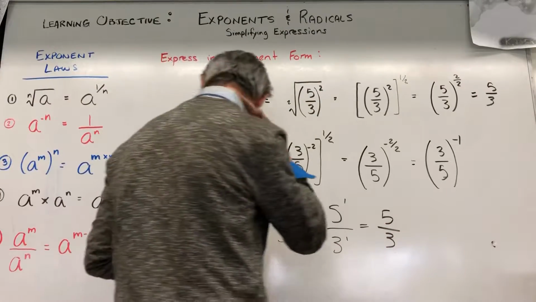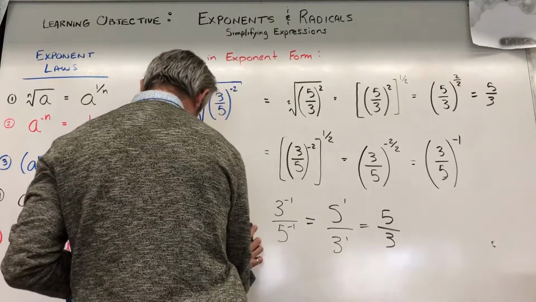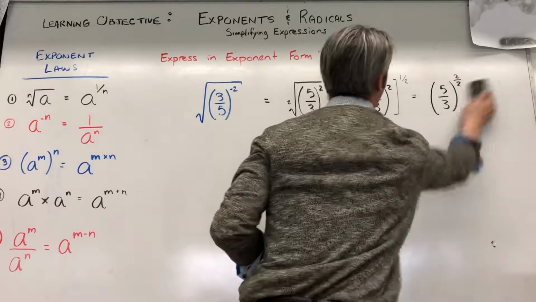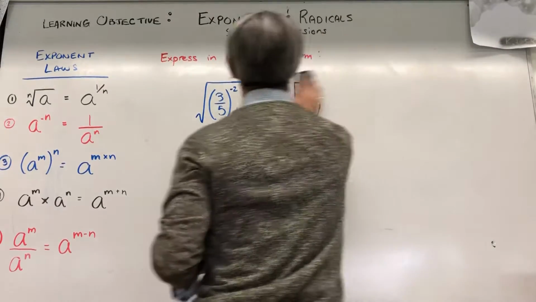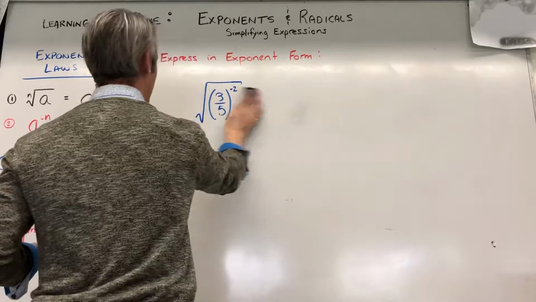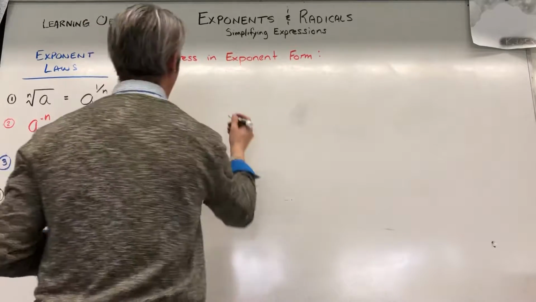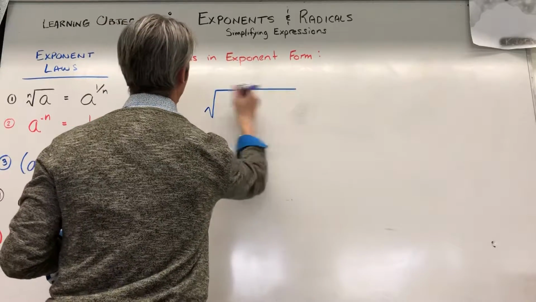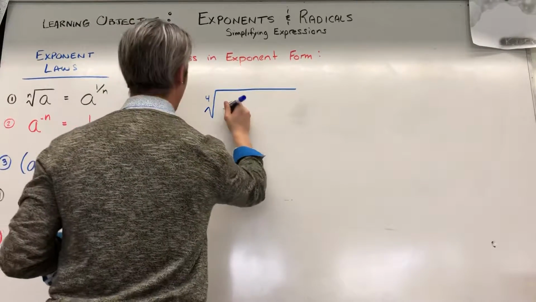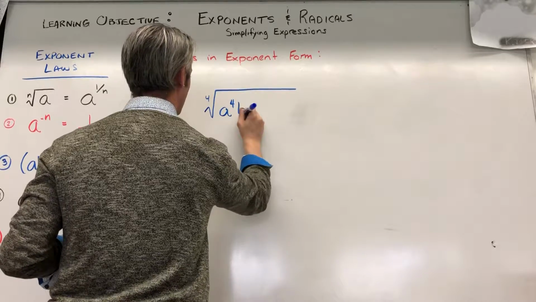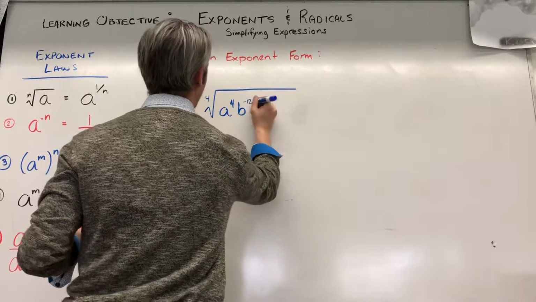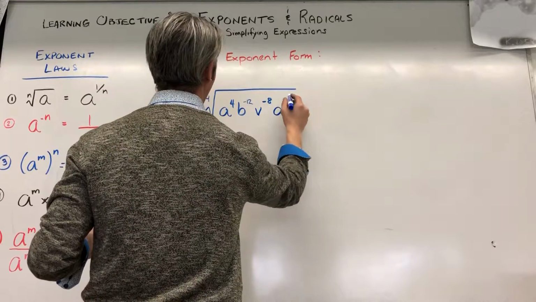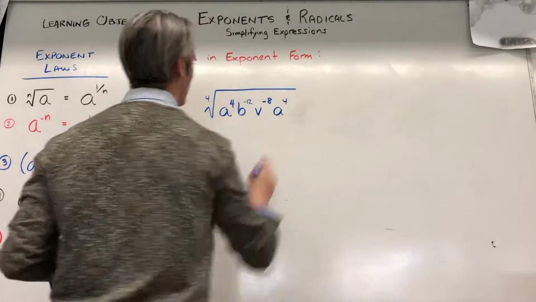Okay? Let's do one more. So what if I had the quad root of a to the 4, b to the negative 12, b to the negative 8, a to the 4.